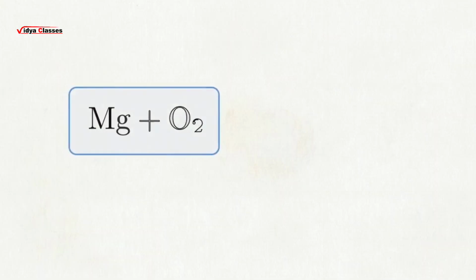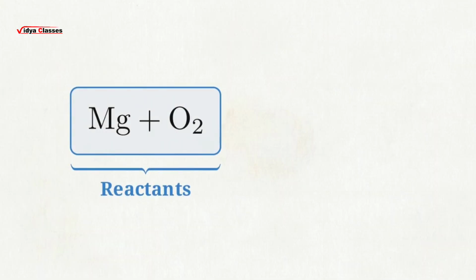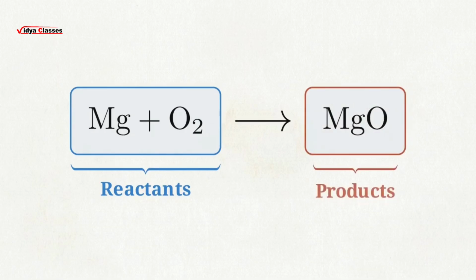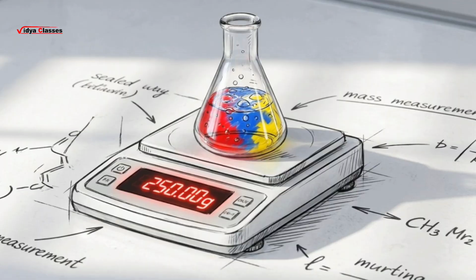The initial ingredients, the reactants, sit on the left. An arrow indicates the transformation. The newly built substances, the products, sit on the right. This entire system is governed by a single principle: the law of conservation of mass.